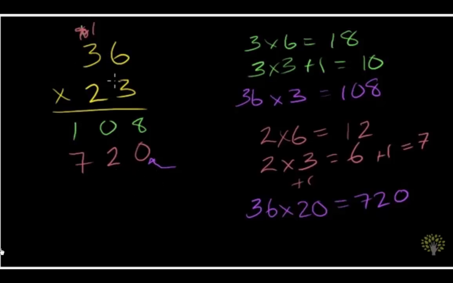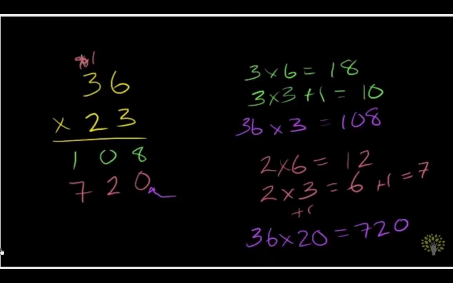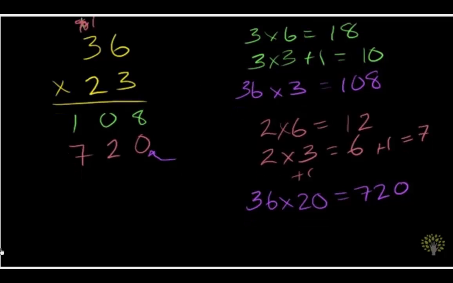So 36 times 23, let's write it this way. Let me get some space up here. Actually, let me just finish the problem, and then I'll explain to you why it worked. So now to finish it up, we just add 108 to 720. So 8 plus 0 is 8. 0 plus 2 is 2. 1 plus 7 is 8. So 36 times 23 is 828. Now you're saying, Sal, why did that work?